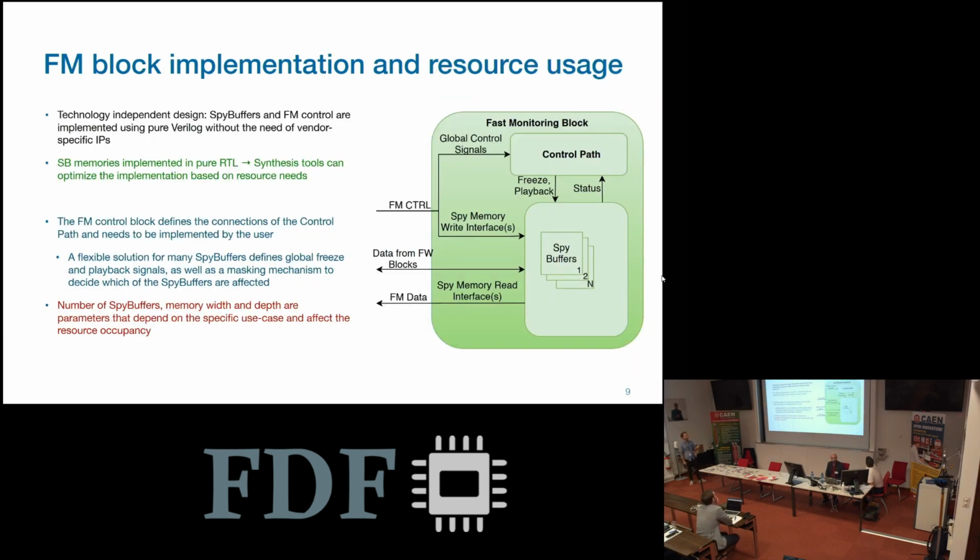The implementation and resource usage of this, of course, depend on many parameters, but mostly on how many Spybuffers you need to implement, depending on the application, the width and depth, and this can depend on how many consecutive hit entries you want to keep. For instance, you can imagine that these are events that are coming at a very high rate, and you want to keep a given number of bunch crossings. So then, according to your logic, you have to regulate the depth of your Spybuffer in this way. But the Spybuffer itself is something that is technology independent.